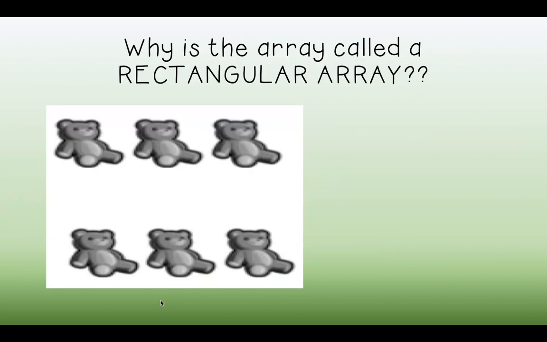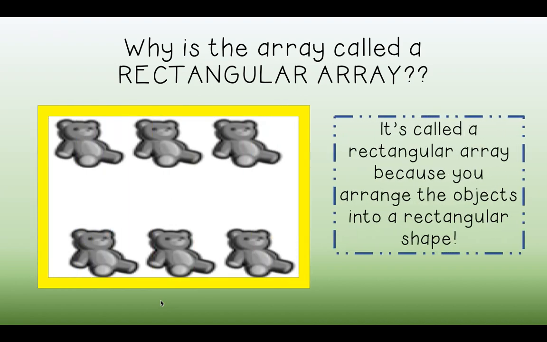So why is the array called a rectangular array? If you notice, the shapes are organized into rows, but it also creates kind of like a rectangular shape. So it's called a rectangular array because you arrange the objects into a rectangular shape. Sometimes you can also arrange it into a square, but most of the time, depending on how many objects you have, they will be organized into a rectangle.